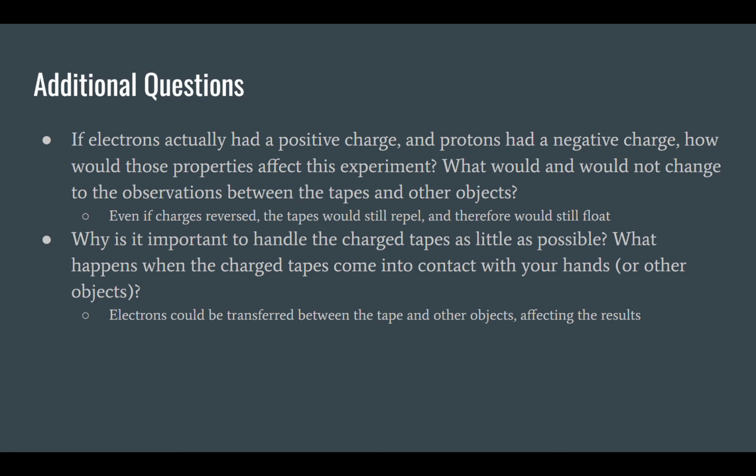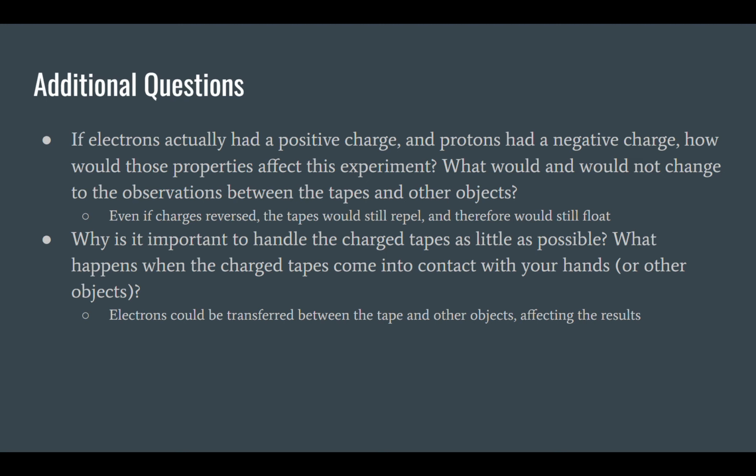So a few additional questions as well in conclusion. If the electrons had actually had a positive charge and the protons had a negative charge, would these properties affect the experiment, and what would and would not have changed? So even if the charge would have reversed, the tape still would have repelled. Because both tape would have had the same charge, it wouldn't have mattered if it was both positive and both negative, they still would have repelled.